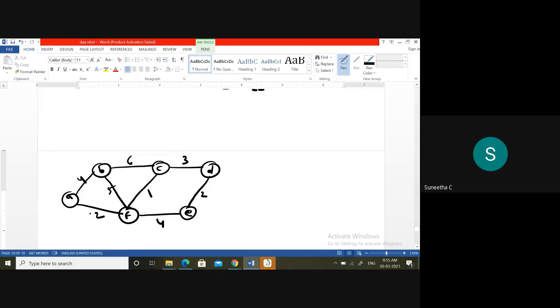See, we are having the same costs for more than one edge. Cost two is repeated.